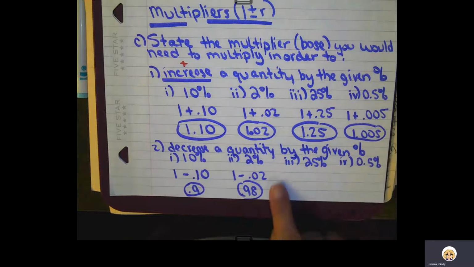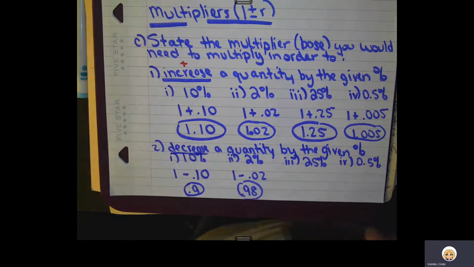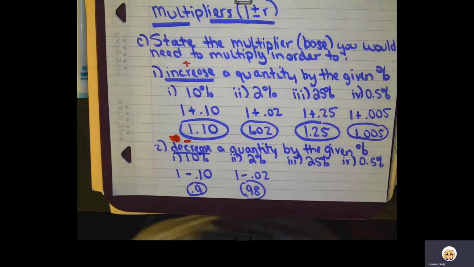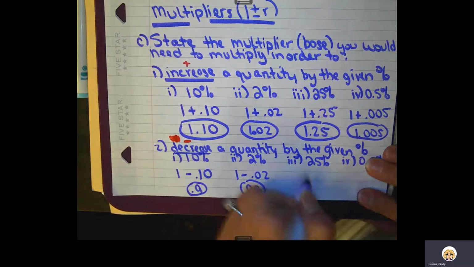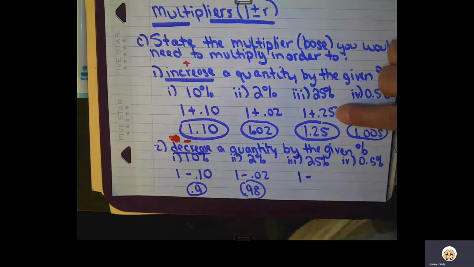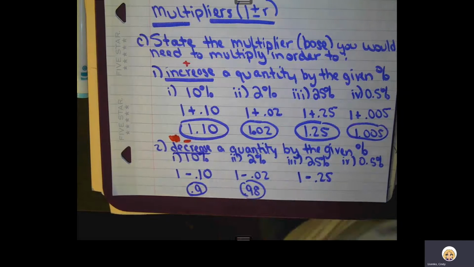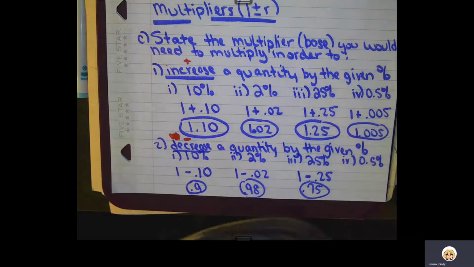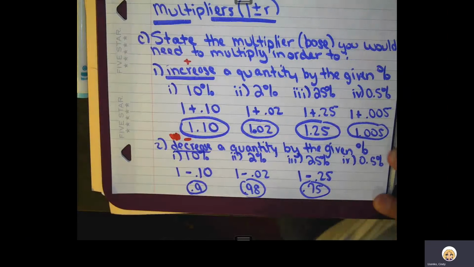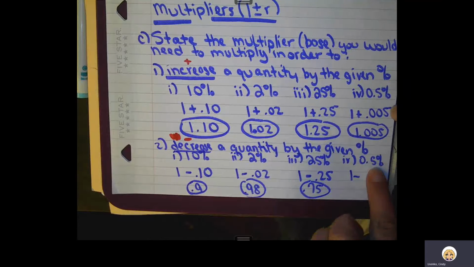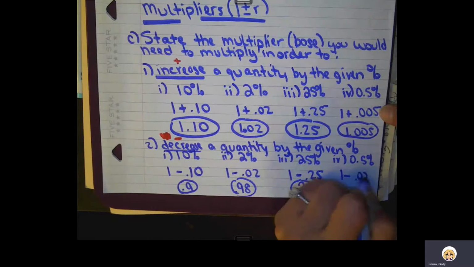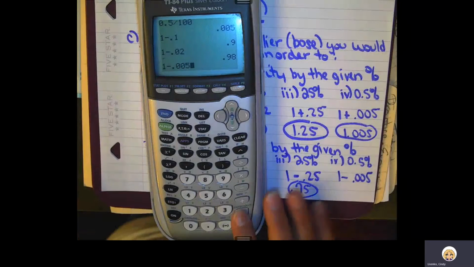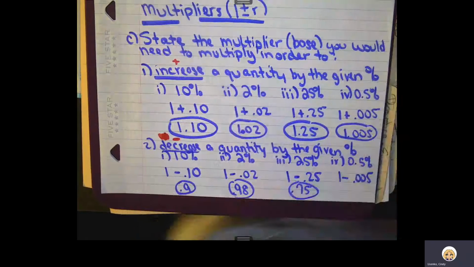To find the multiplier here, I'm decreasing, so you might want to put this little minus. If we have 25%, the multiplier is going to be 1 minus this as a decimal, that's 0.25. If I subtract, that gives me 0.75, again less than 1. And to find my multiplier here, I'm going to do 1 minus this as a decimal, which is 0.005. And I better use my calculator so I don't make mistakes. So 1 minus 0.005, and I get 0.995.